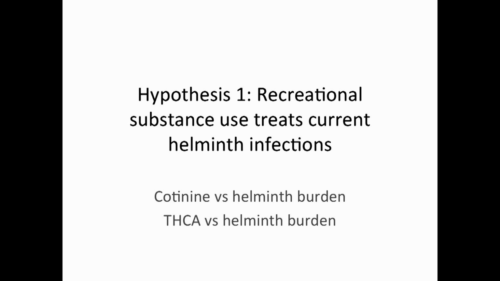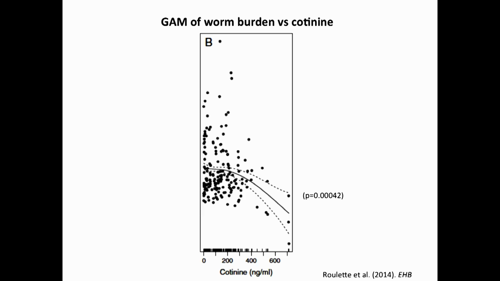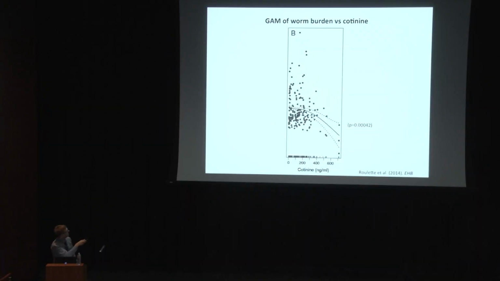The first one here is just a correlational study. This recreational substance use, does it treat current helminth infection? So this is looking at cotinine versus helminth burden and THC versus helminth burden. This is cotinine here, and this is a significant effect. There it is right here. So cotinine concentration here, and this is worm burden score. It's not labeled, I apologize for that, but worm burden decreases as cotinine concentration increases.